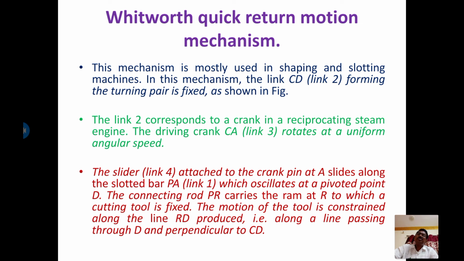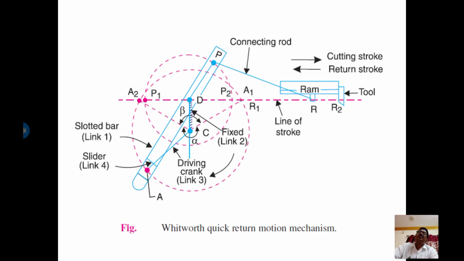The motion of the tool is constrained along the line RD produced, along a line passing through D and perpendicular to CD. So this is the Whitworth quick return motion mechanism. You can observe the fixed link CD and the driving crank CA, the slotted bar is link 1 and the slider is another link 4. The end of the slotted bar is connected to the connecting rod of the tool ram.